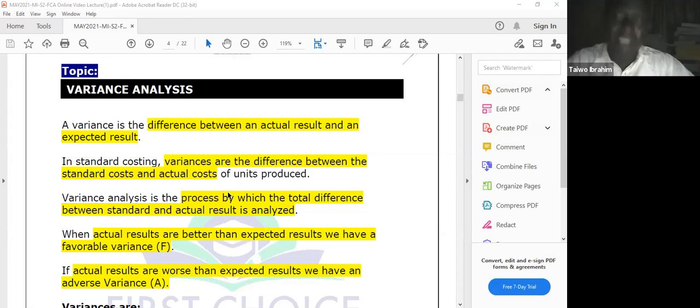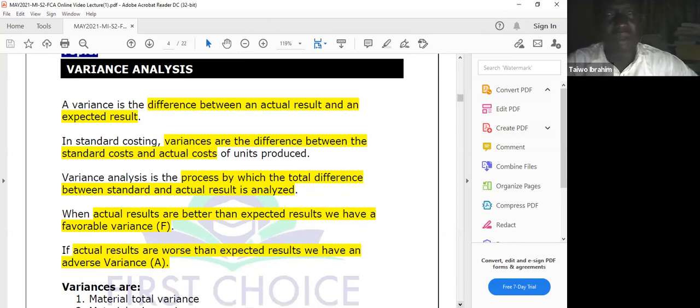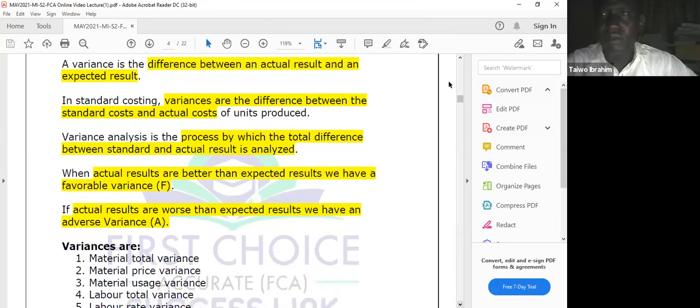And looking at the reasons for that variance, looking at the reasons for that difference, is what we're actually dealing with when we are talking about variance analysis. I hope you get what I'm saying. Okay.